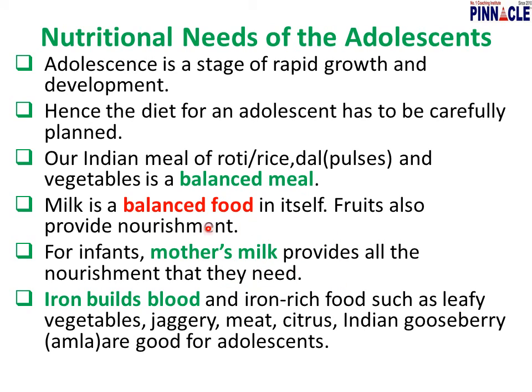So mother's milk is very important because it has all the ingredients, and we can call it a complete balanced diet for an infant. Iron builds blood, and iron-rich foods such as leafy vegetables, jaggery, meat, citrus fruits and Indian gooseberry, which we call amla, are good for adolescents. So this is a good diet for adolescents.